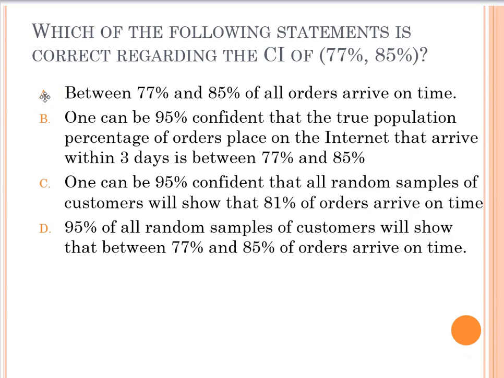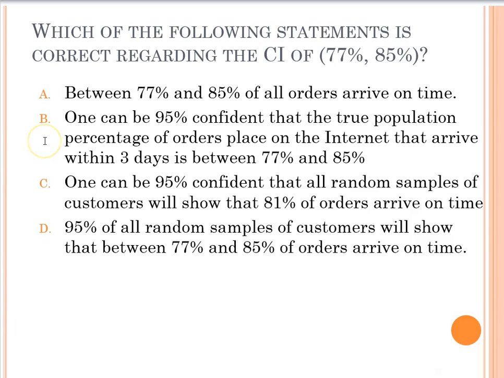So the first statement here says between 77 and 85% of all orders arrive on time, and this is an incorrect interpretation of the confidence interval. This is suggesting that the true proportion varies, and we're assuming that the true proportion varies, so this cannot be correct because the true proportion does not vary.